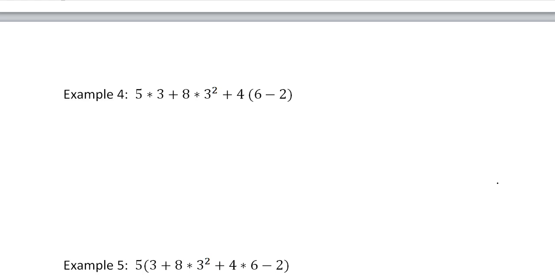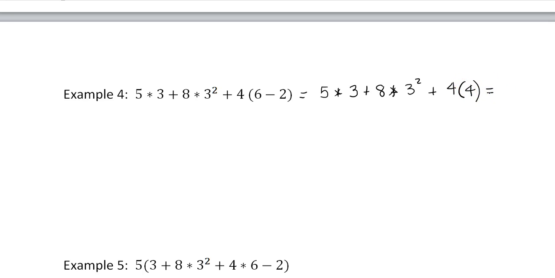All right. So again, here I've got a lot going on. I've got a lot of multiplication and addition, and there's an exponent in there, and there's this grouping. So let's just jump in. First thing I have is my grouping here. So I have 5 times 3 plus 8 times 3 squared, which is my exponent, plus 4 times, well, I have 6 minus 2, that's going to give me a 4.